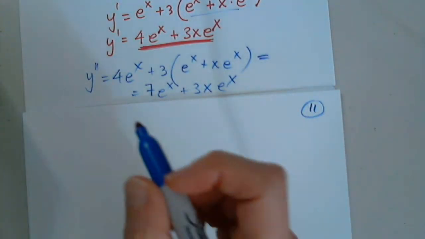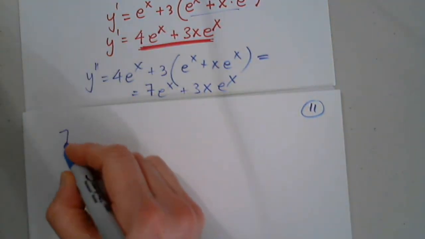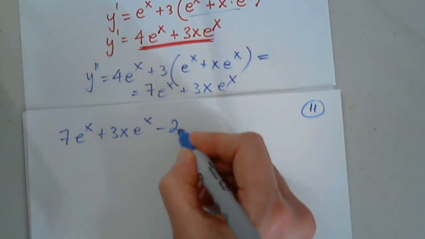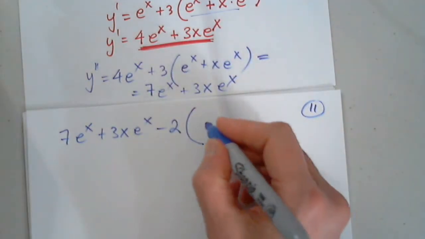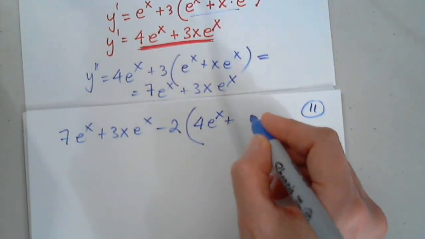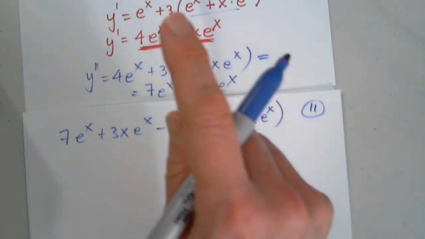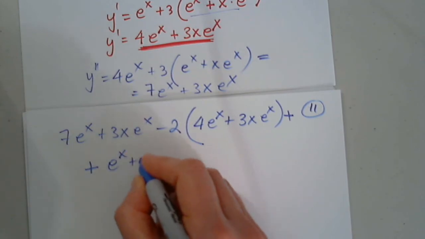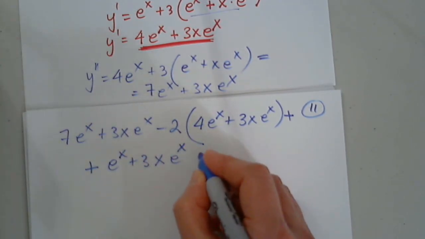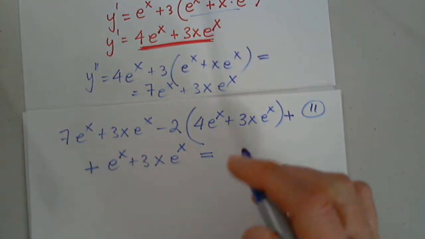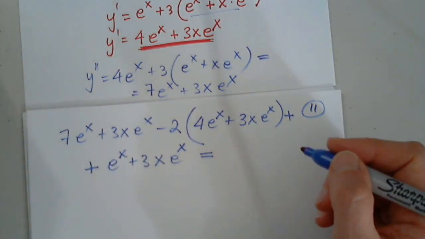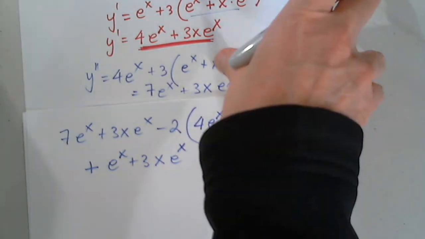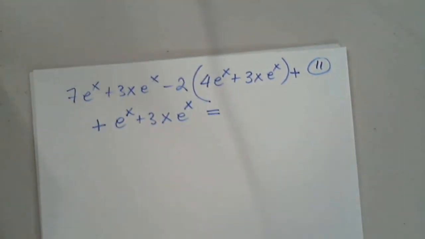So, the second derivative, 7e to the x plus 3xe to the x, minus 2 in parentheses, the first derivative, 4e to the x plus 3xe to the x, plus the original function, e to the x plus 3xe to the x. And now, after I simplify everything, if I get 0, I'll say yes. If I don't get 0, I may have to go back and check my work, because they say show. I had a question. Yes.